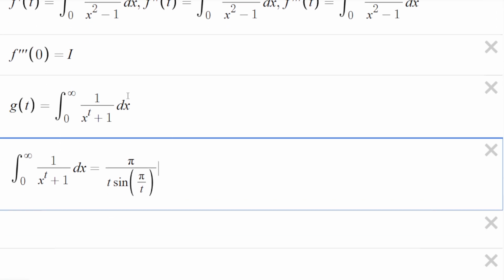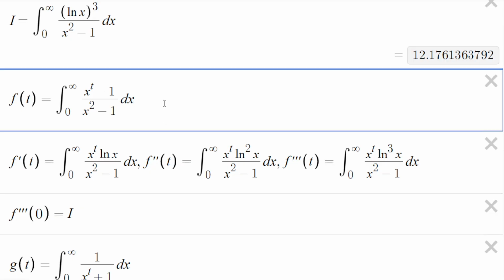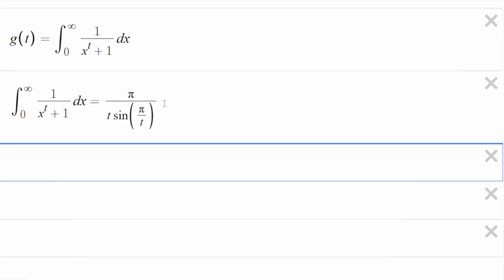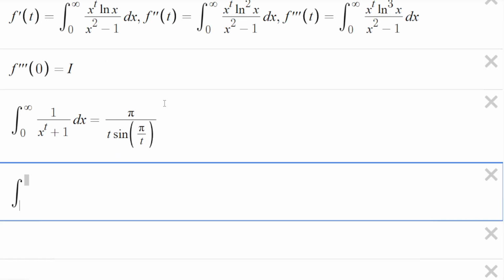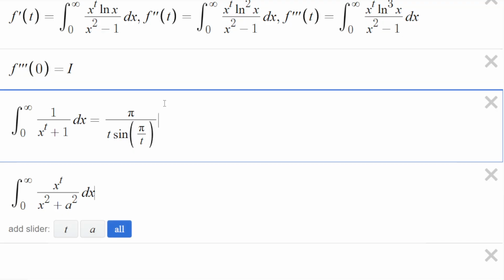Well, let's see. What do we want to use this integral to find? What are we trying to do? We need to find a closed form expression for this. So let's figure out what this expression would be equal to: the integral from 0 to infinity of x to the t over x squared plus a squared dx. Let's try to find a closed form expression for that by using this fact.